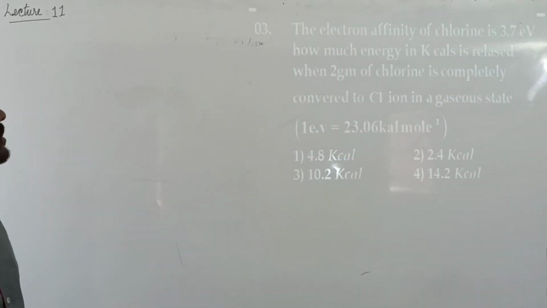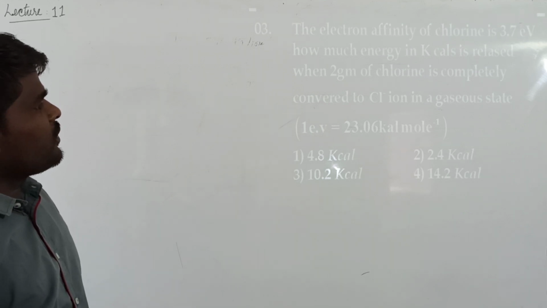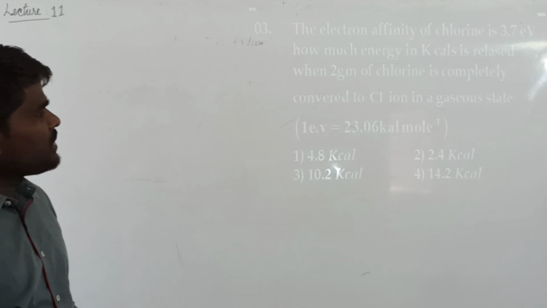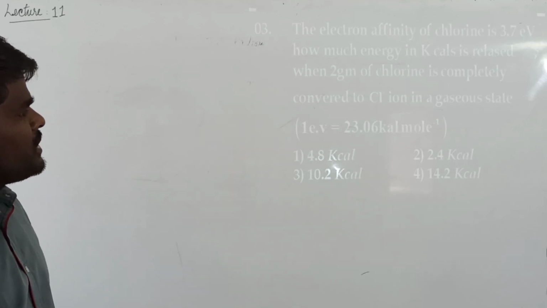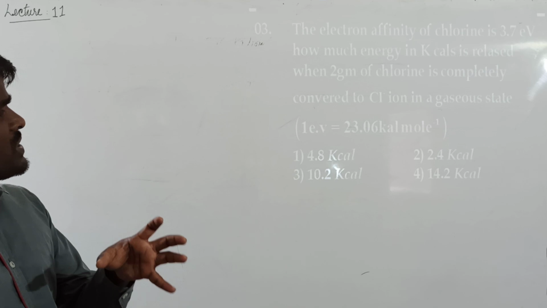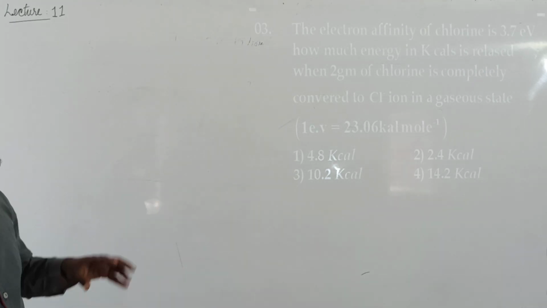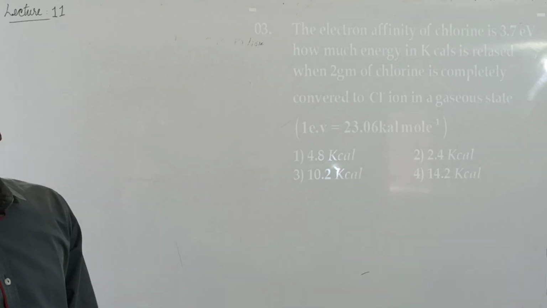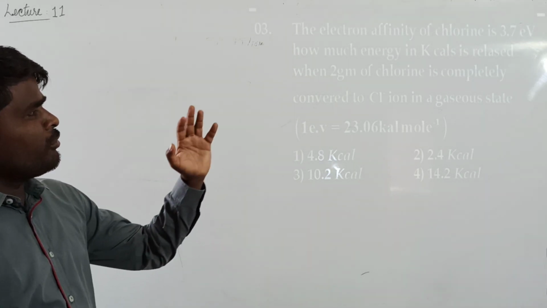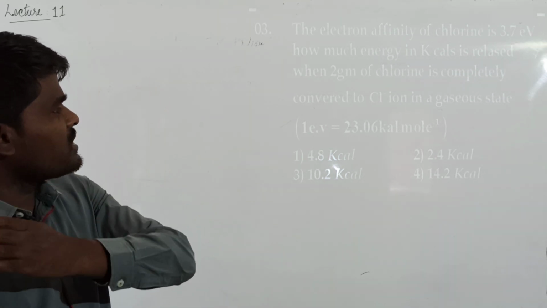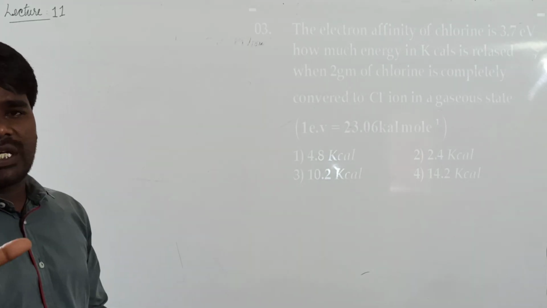Here comes the next question. The electron affinity of chlorine is 3.7 electron volts. How much energy in kilocalories is released when 2 grams of chlorine is completely converted into Cl minus ions in gaseous state? Try to understand the question. Here the question is about the electron affinity of chlorine. Electron affinity of chlorine is given as 3.7 electron volts. How much energy in kilocalories will be released when 2 grams of chlorine is completely converted into Cl minus ions?